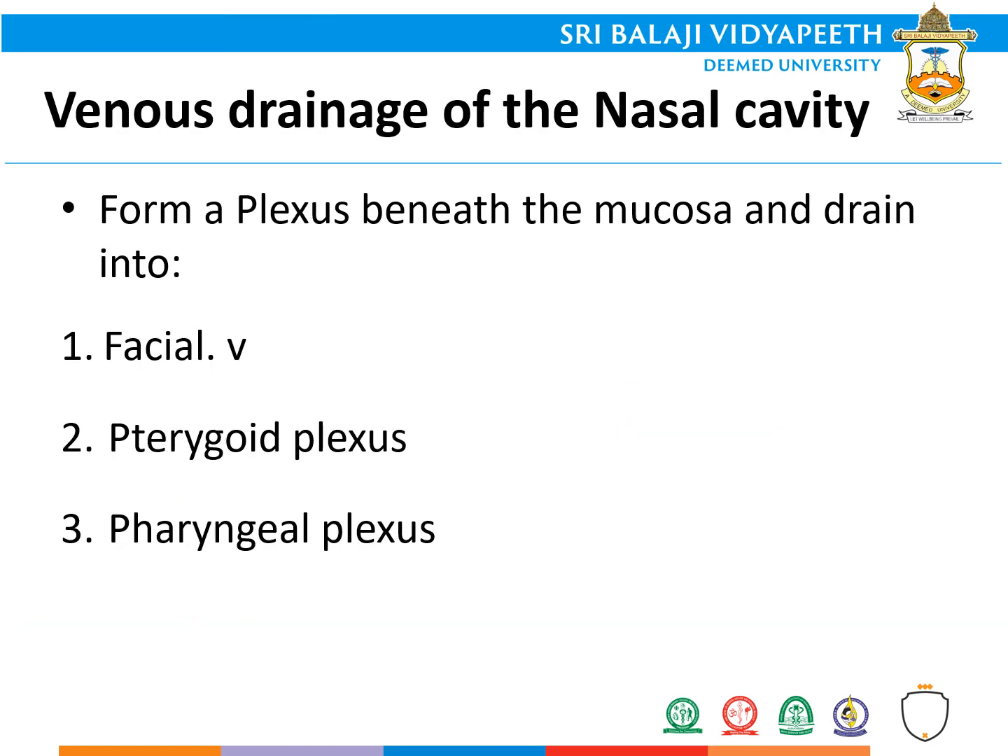And regarding the venous drainage of the nasal cavity, all these veins form a plexus beneath the mucosa, and finally they drain into the facial vein, and either the pterygoid plexus or the pharyngeal plexus of veins.